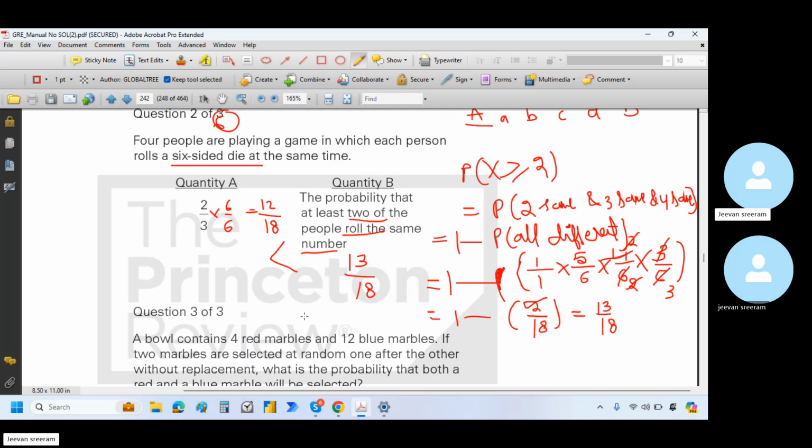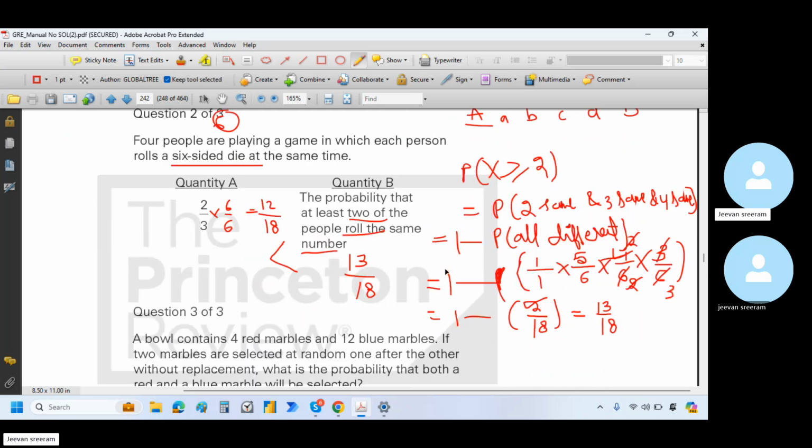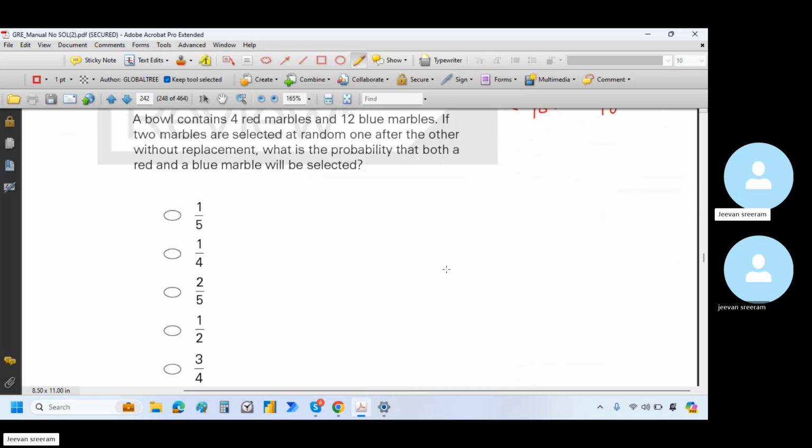Okay, 12 by 18 means 12 was divided into 18 parts. 13 by 18 means 13 was divided into 18 parts. So when 13 was divided into 18 parts, each part is going to be greater than each part when 12 is divided into 18. 13 by 18 is greater. Clear? Yeah. Third question.